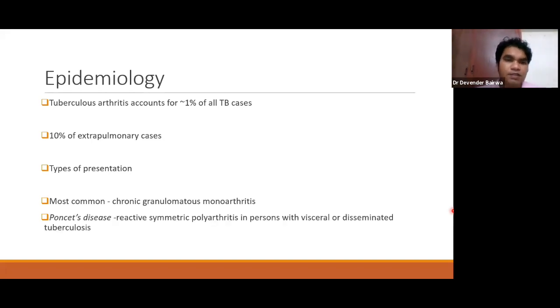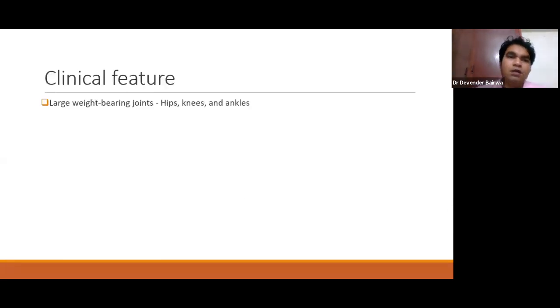The other form is Poncet's disease. Poncet's disease is like a reactive arthritis secondary to tuberculosis. There will be reactive symmetric polyarthritis in a patient having visceral or disseminated tuberculosis. You should also remember that patients of bladder cancer are provided intravesical BCG therapy. Even in those patients, some will develop this reactive form of arthritis. But Poncet's disease is the term reserved for symmetric reactive polyarthritis when the patient has infection elsewhere in the body. Clinically, most commonly large weight bearing joints are involved, either hip, knee or ankle.